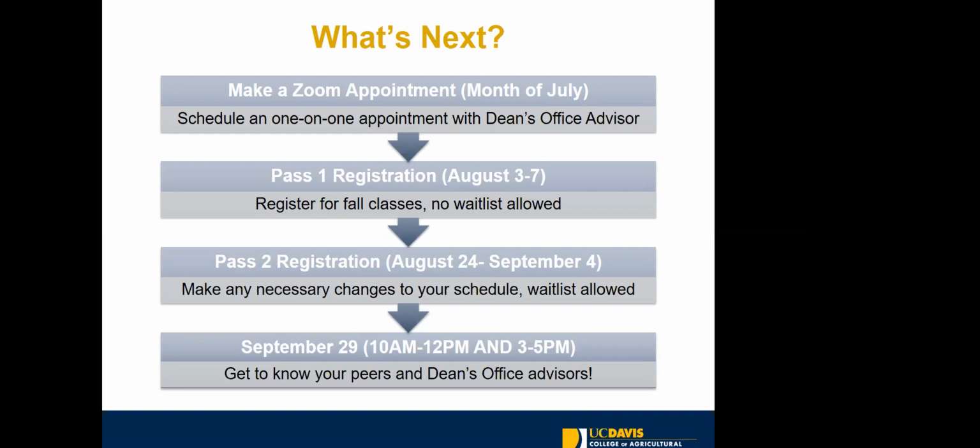We're going to talk about what's next. Okay, so now that you have attended the webinar, and we'll get to questions in just a moment, what you're going to do is you're going to schedule in the month of July, so it's coming up really quickly. You're going to schedule a one-on-one appointment with a dean's office advisor. So someone in our office is going to contact you and work with you to schedule your one-on-one advising appointment.